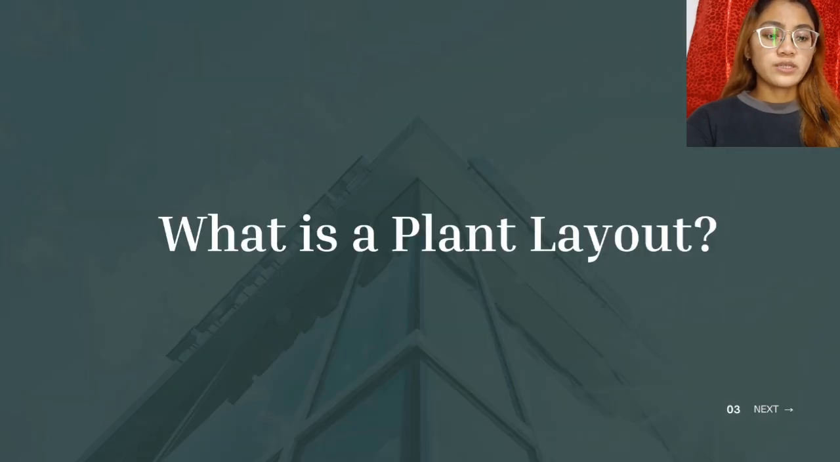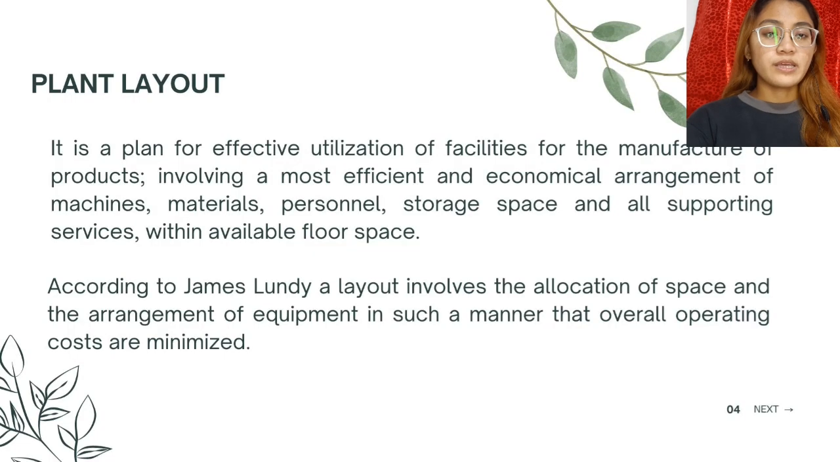Let's define what plant layout is. Plant layout is a plan for effective utilization of facilities for the manufacture of products, involving the most efficient and economical arrangement of machines, material, personnel, storage space, and all supporting services within available floor space. According to James Lundy, a layout involves the allocation of space and the arrangement of equipment in such a manner that overall operating costs are minimized.